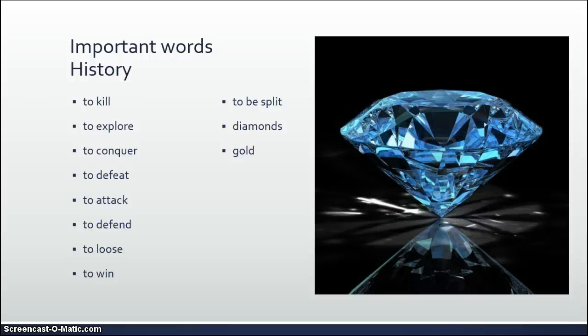When you want to say something about conflicts, perhaps you can read about the Boer War. You need some of these words: to kill, to explore, to conquer. If you take over a country, you conquer the country. To defeat: if you lose the war, then you suffer defeat. To attack, you know that word perhaps. And if someone attacks you, you have to try to defend yourself.